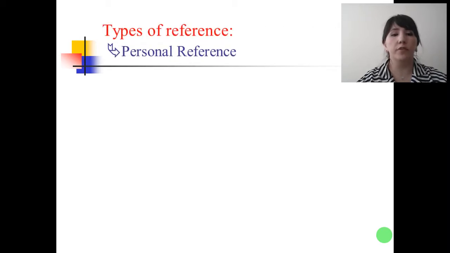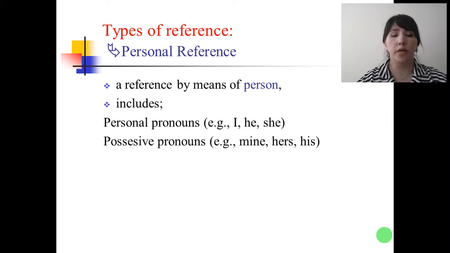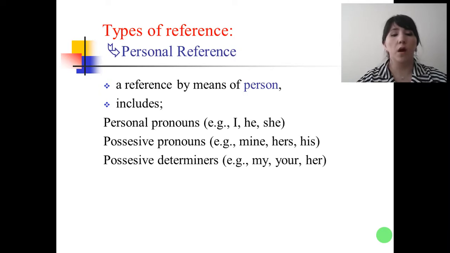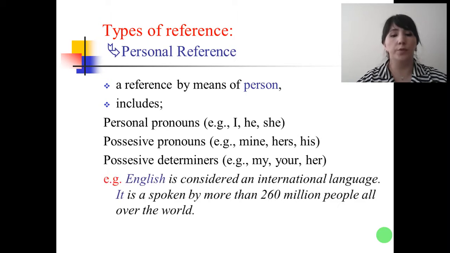Types of reference: personal reference, a reference by means of person, includes personal pronouns, for example, I, he, she. Possessive pronouns: mine, hers, his. Possessive determiners, for example, my, your, her. For example, English is considered an international language. It is spoken by more than 260 million people all over the world. They told me you had gone by her car.